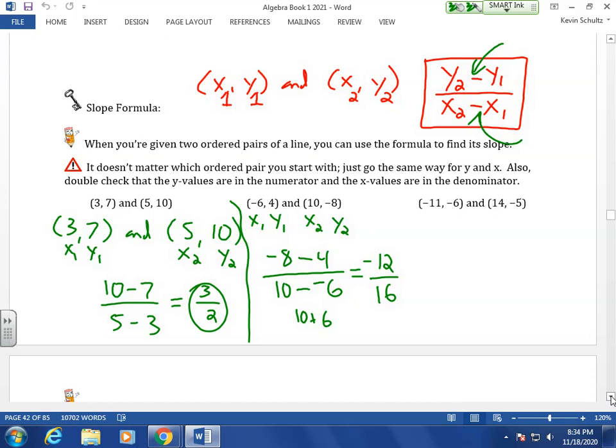How this line moves across the coordinate plane is going down 12 on the y-axis, right 16, positive 16 on the x-axis. Since this is a fraction, we should simplify. Negative 3 over 4 is the slope. Kind of absorb that there. Okay.